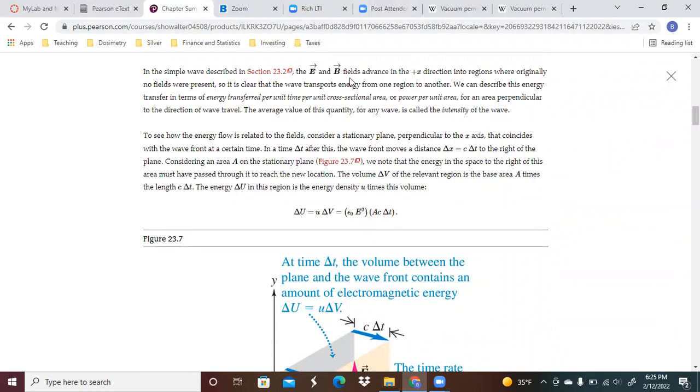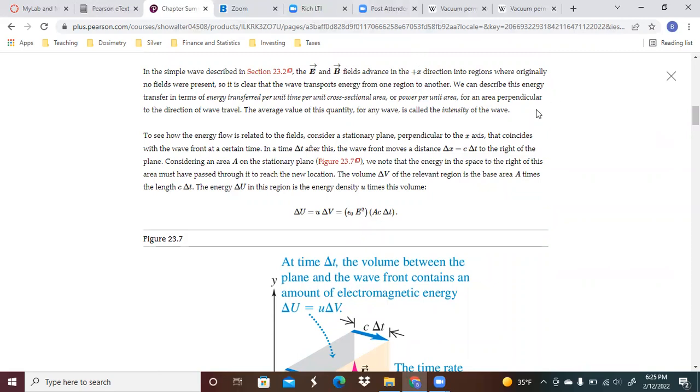The electric and magnetic fields advance in the positive x direction into regions where originally no fields were present. So it's clear that the wave transports energy from one region to another. We can describe this in terms of energy transferred per unit time, per unit cross-sectional area, or power per unit area.